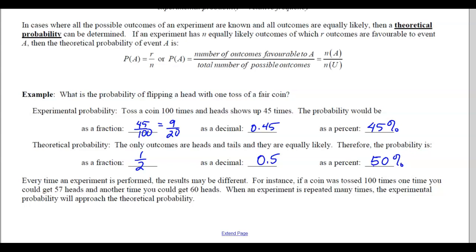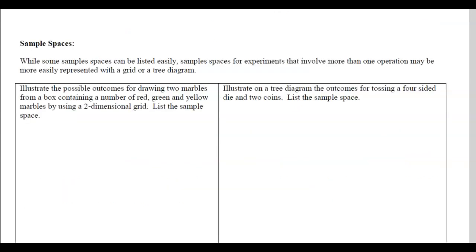So every time an experiment is performed, the results may be different. For instance, if a coin was tossed 100 times one time, you could get 57 heads. Another time, you could get 60. When an experiment is repeated many times, it will approach the theoretical probability, as I just said. Okay? So let's talk about sample spaces for different experiments.